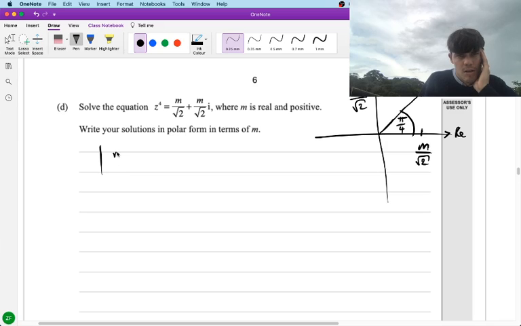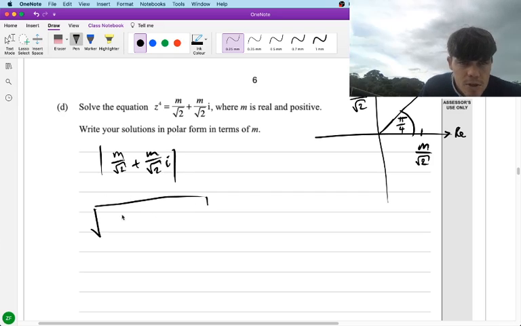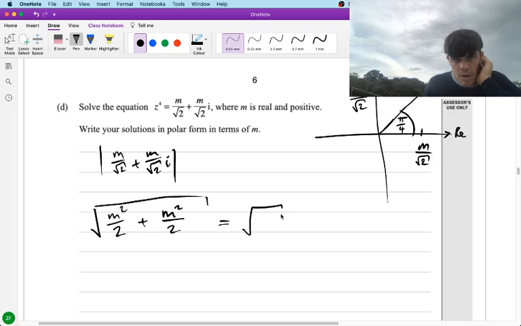Now we'll work out the modulus. So that's going to be m over root 2 plus m over root 2 i. To work that out, all we need to do is get the square root, and then square both of these things. That's easy because it's m squared over 2, since the square of root 2 is 2, plus m squared over 2. Conveniently, that means it's just the square root of m squared, because there are 2 of these, and they're halves, and that means it's m.